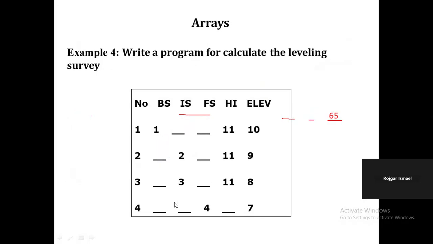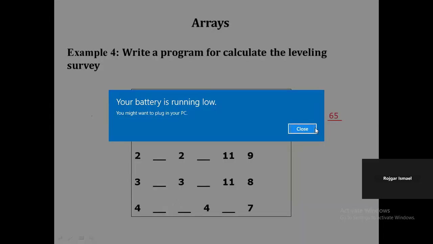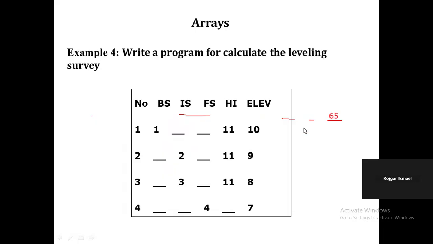Moving to the application, you can write a program to calculate the leveling survey. We have such a leveling survey. The program will calculate for us the height of instrument and the elevations automatically. You just input the backsight, intermediate sight, foresight, and the elevation of the first point. It will calculate the elevations for you.